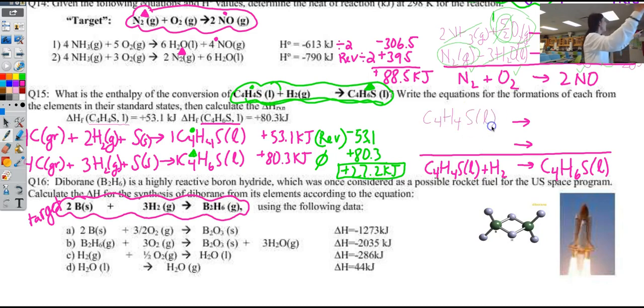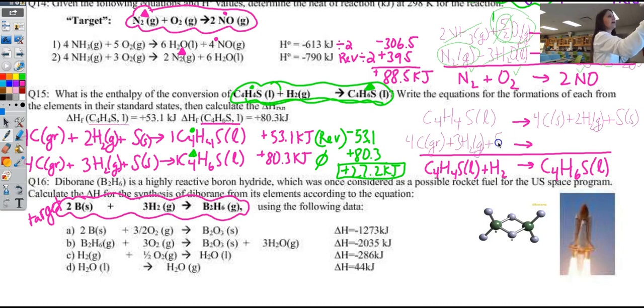C4H4S liquid is on this side, but on the right side, I have my 4 carbon solid plus my 2 H2 gas plus my sulfur solid. And the bottom one, I did nothing to, so I'm going to rewrite it exactly as is: 4 carbon graphite plus 3 H2 gas plus my sulfur solid gives me C4H6S liquid. And so now, here we go, fun part, cross off the ones that look exactly the same. So it's kind of like the spectator ion thing, okay? So I see that the 4 carbon solid graphite right there and there, those are going to cross off.